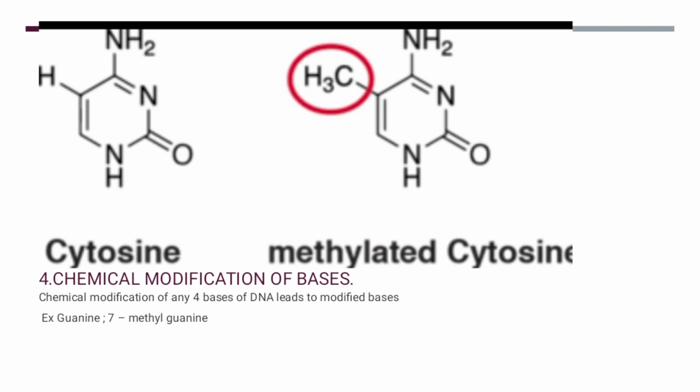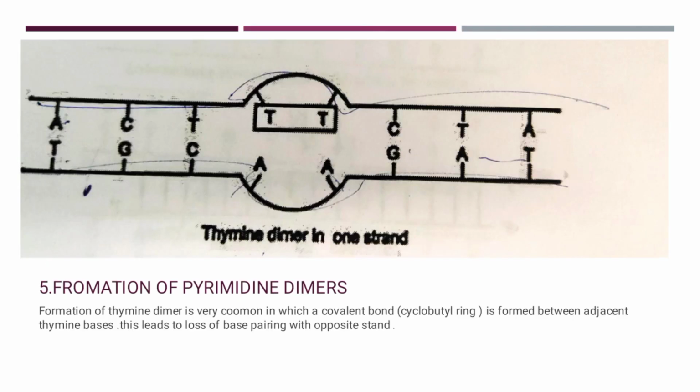Methyl groups are added to various bases. For example, guanine forms 7-methyl guanine and also 3-methyl guanine. Adenine forms 3-methyl adenine, and in a similar way, cytosine forms 5-methyl cytosine. The replacement of an amino group by a keto group converts 5-methyl cytosine to thymine.